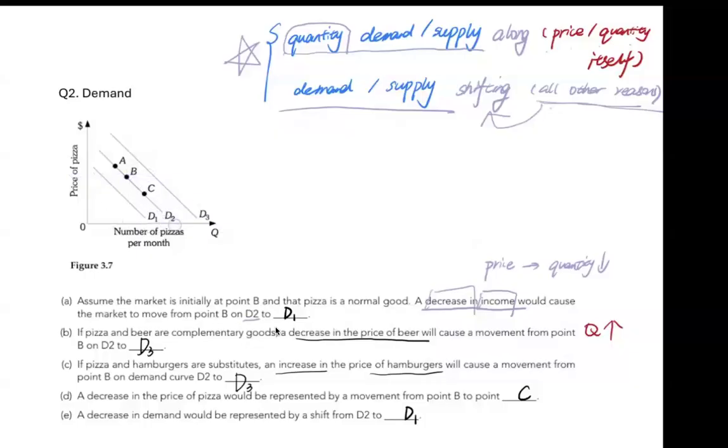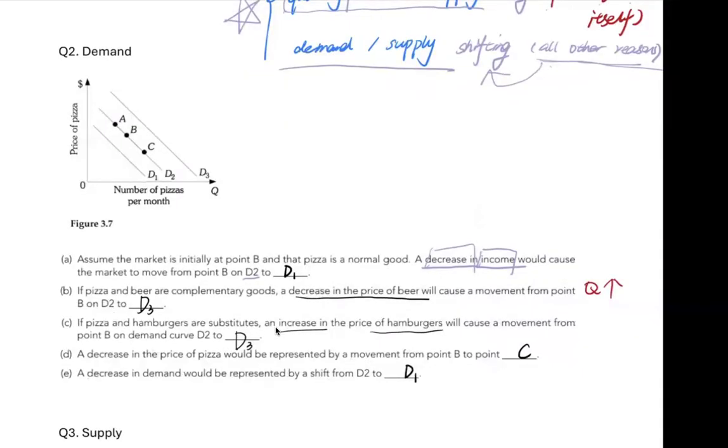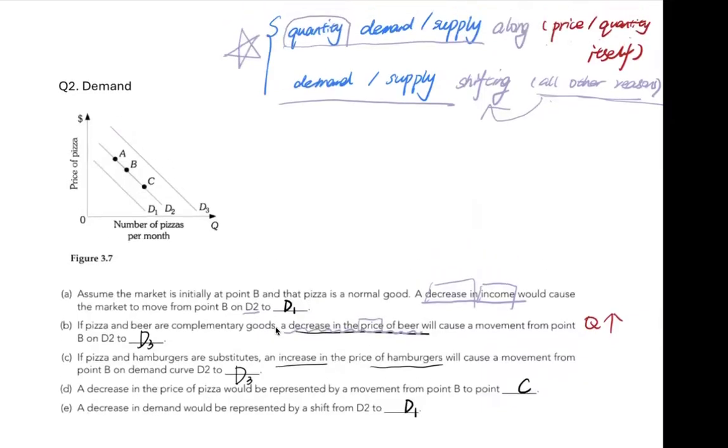Okay. And similarly, beer and pizza are complementary goods, and there is a decrease in the price of beer. Okay, keyword: price of beer. If this were the price of pizza, then we could think this is a movement along D2. But this is the price of beer changing, so it belongs to all other reasons. So it will cause a shift, right? A decrease, and this is a complementary good.